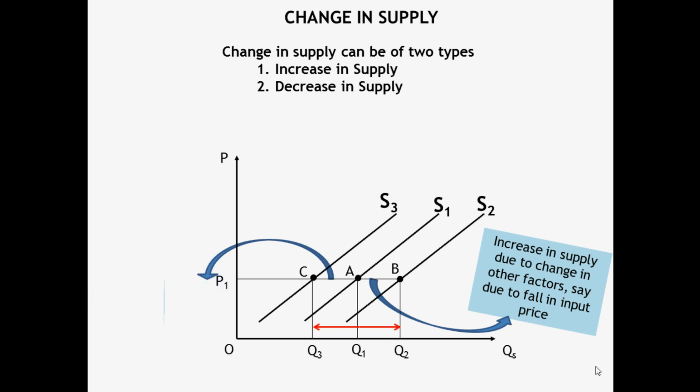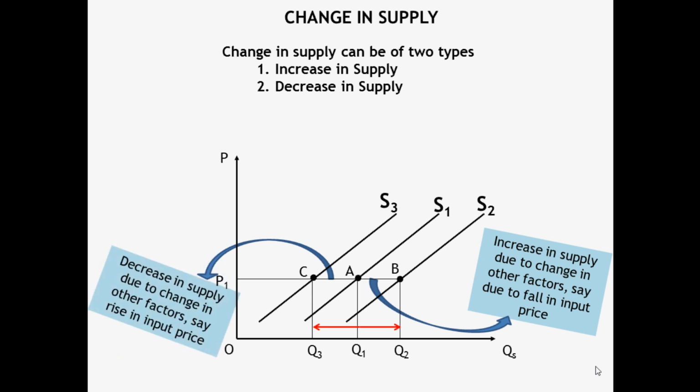Therefore, decrease in supply occurs due to the change in other factors like rise in input price, and it causes a leftward shift in the supply curve.